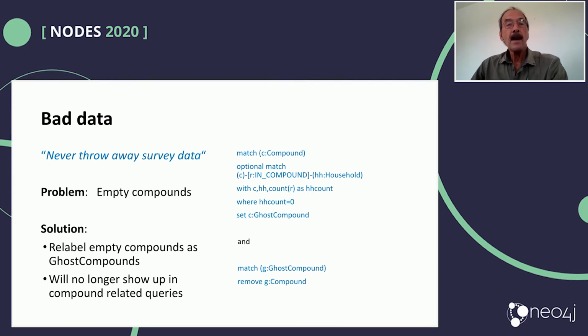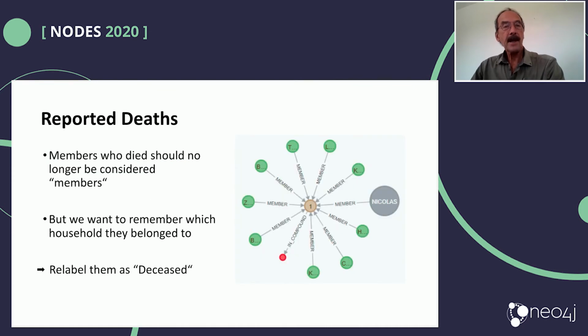cannot exist. Our solution was to relabel those empty compounds from compounds to ghost compounds. Now they will no longer show up in any compound-related queries, but I have them as ghost compounds whenever I need to query them. A similar case are reported deaths. Members who have died should no longer be considered household members. But of course, we want to remember all their data and the households they belong to. Again, the solution was to relabel those nodes from members to deceased.